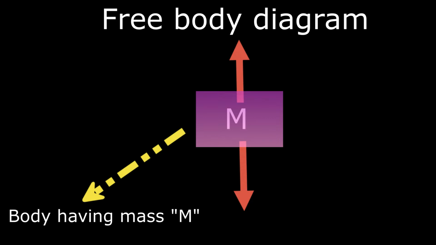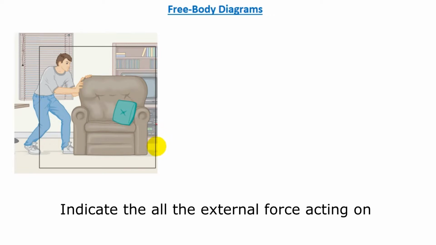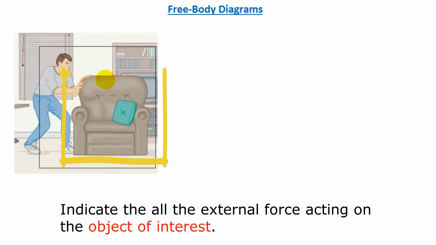For the time being, we will not consider the rotational motion of the object, and will also treat the object as a point object. Okay, now let's try to make the free body diagram of a sofa. Here you see a person applying a force on the sofa. To make the free body diagram, there are 4 basic steps. The first step is to indicate all the external forces acting on the object of interest. Here our object of interest is this sofa.